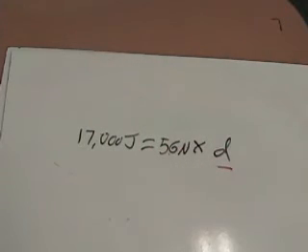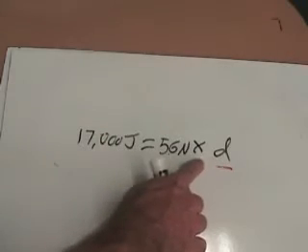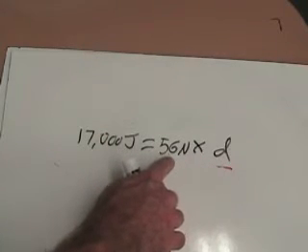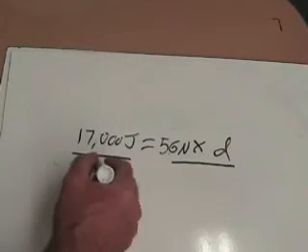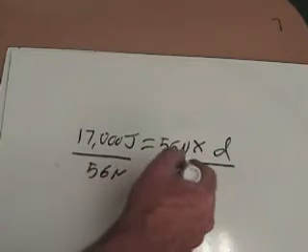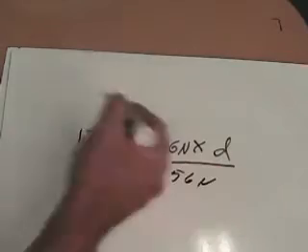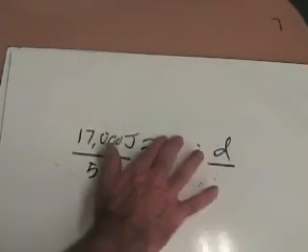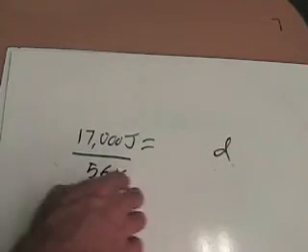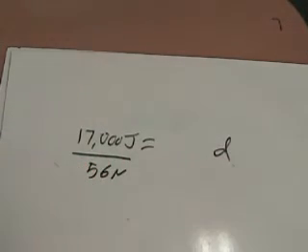So I have to undo whatever's being done to distance. Distance is being multiplied by 56 newtons. So the opposite is I'm going to divide both sides by 56 newtons. And when I do this, this goes away, leaving me with just D. So D equals 17,000 divided by 56.